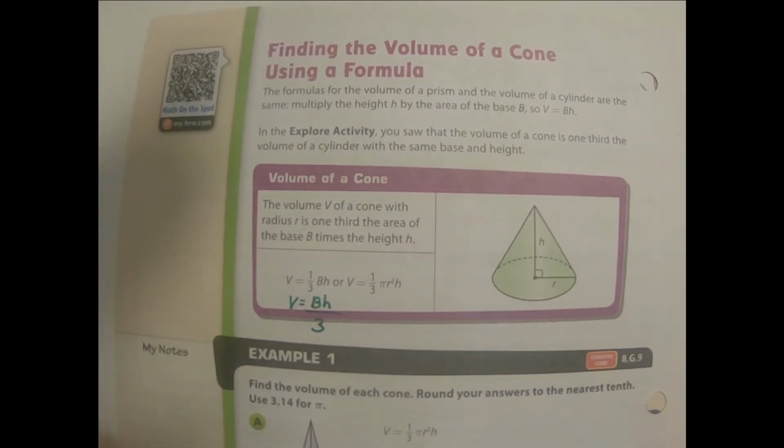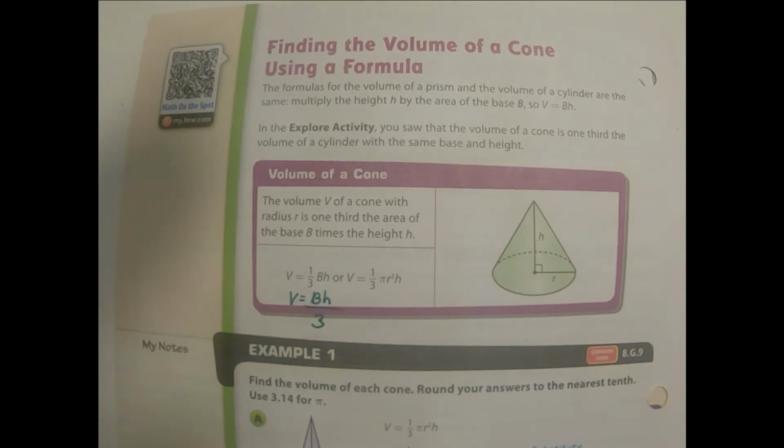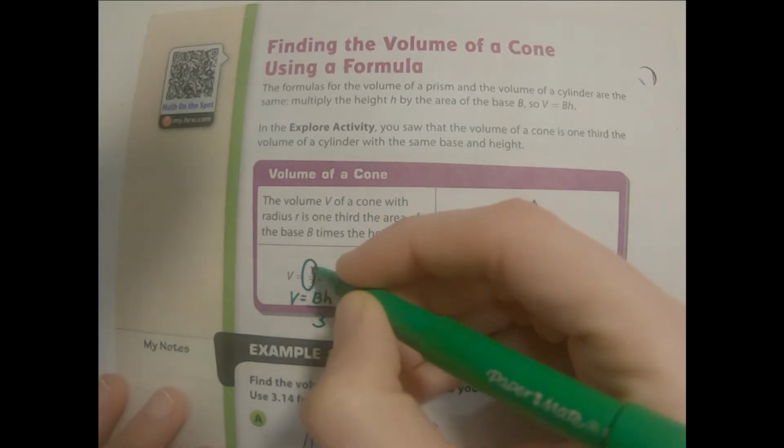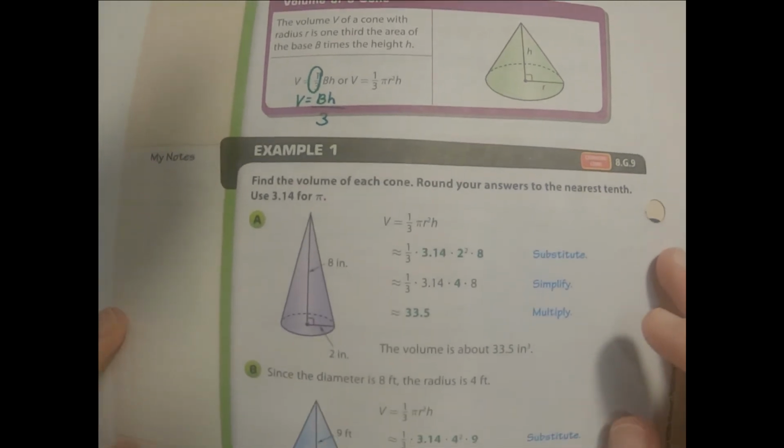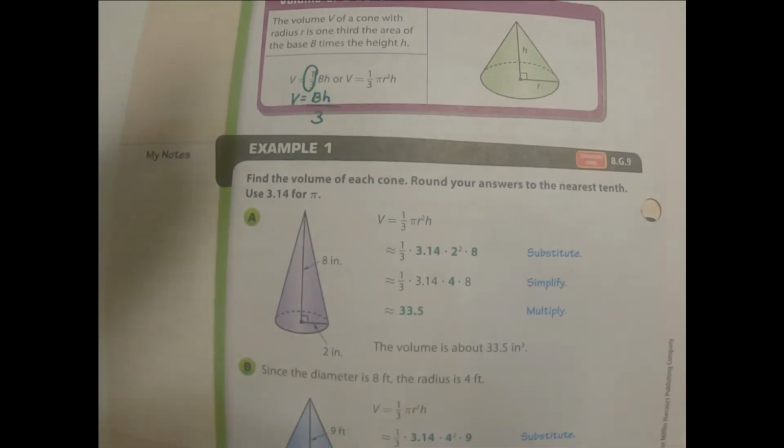Okay? So in this case, if we keep going, we were able to notice that 3 cones in the video fit into 1 cylinder, which is where the 1/3 actually comes from. So we're going to use this volume equation to help us through these example problems, and then we're going to do some on our own.